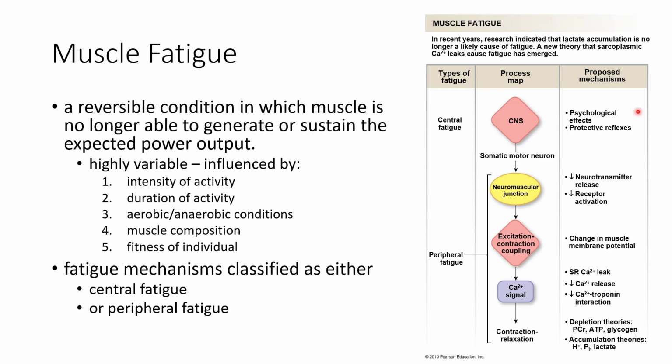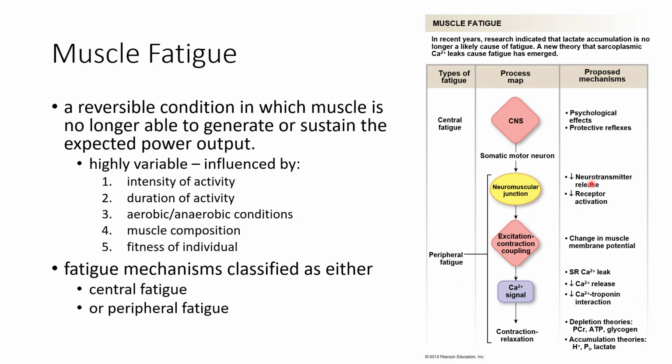I really need to stop. It's like that runner's wall that you hit. That's central fatigue. And that's basically the brain saying, stop firing these motor neurons. Let's just stop. Peripheral fatigue, this is all occurring in the muscle itself. So either at the neuromuscular junction, that excitation contraction coupling, or the calcium signaling inside of the cell. And there's a lot of things that can cause this.